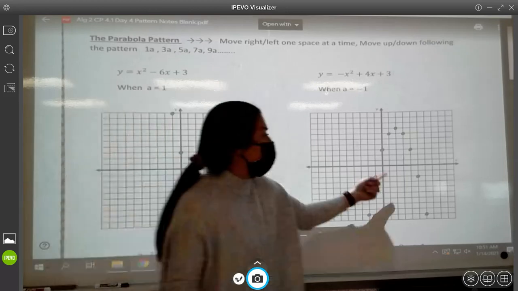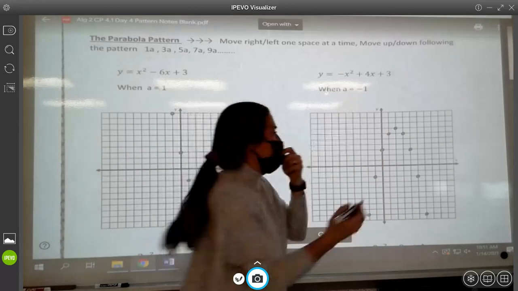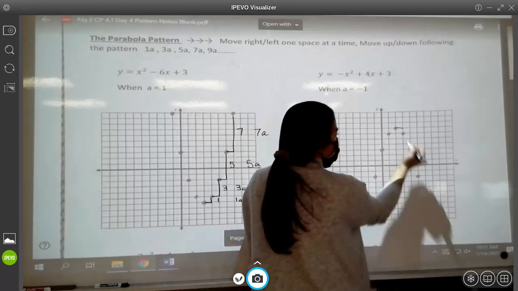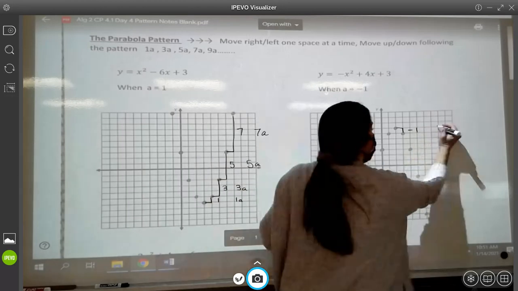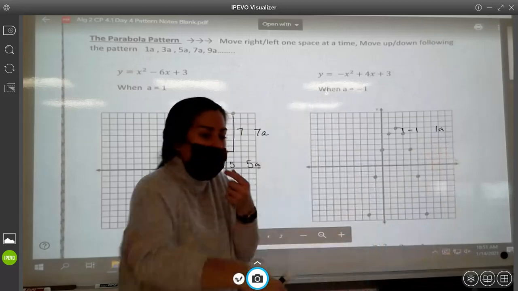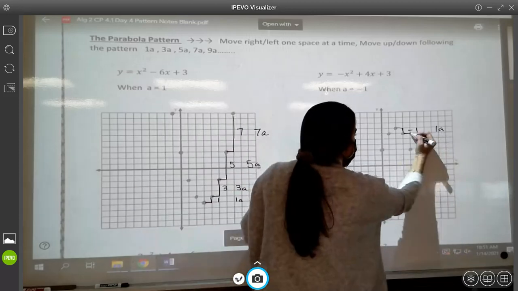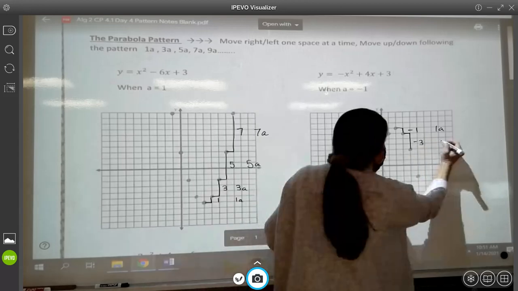So guys, here's another parabola. This one goes down, but now its A value is -1. So if you notice, from the vertex I went right 1, and I went down 1 jump because that's the 1A out of the pattern. 1 times -1 is down 1 jump. I went right 1 again, and then this time I went down 3 jumps because that's the 3A out of the pattern.